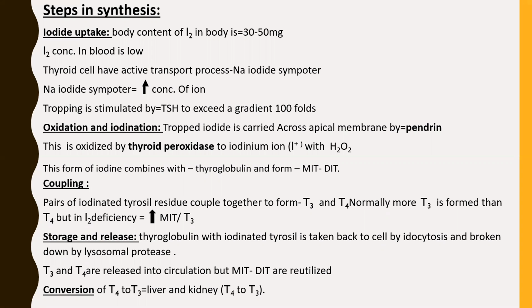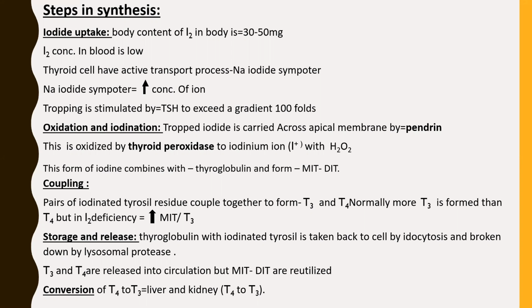Oxidation and iodination. Trapped iodide is carried across the apical membrane by pendrin. This is oxidized by thyroid peroxidase to iodinium ion with hydrogen peroxide H2O2. This form of iodine combines with thyroglobulin and forms MIT and DIT. Then the coupling process. The pair of iodinated tyrosyl residues couple together to form T3 and T4. Normally, more T4 is formed than T3, but in iodine deficiency MIT and T3 increase.